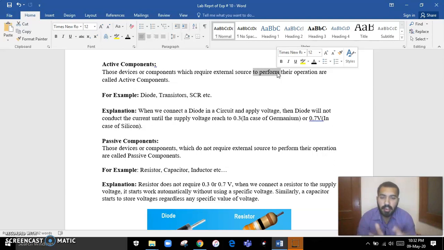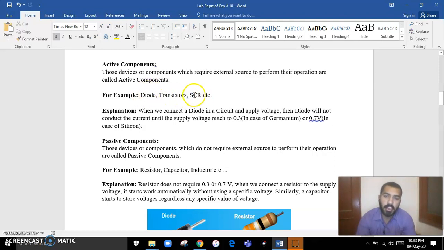Similarly, in electronics or electrical terms, those components that require an external source, which can be an input current signal or an input voltage signal, are called active components. For example, we have diodes, transistors, or SCR. SCR is basically silicon controlled rectifier, a modern type of transistor-based amplifier. So diode, transistor and SCR are the active components.